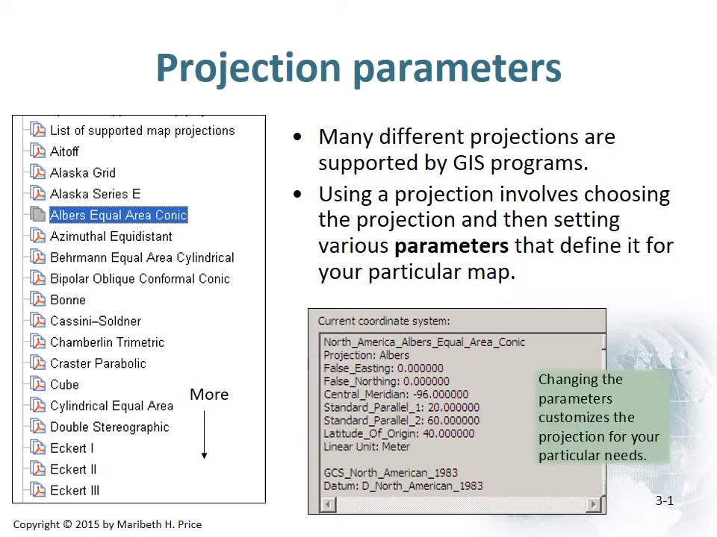And so these are what we call map projection parameters. They're the geometric parameters that define what makes this projection work and what makes it unique compared to all of the other map projections.